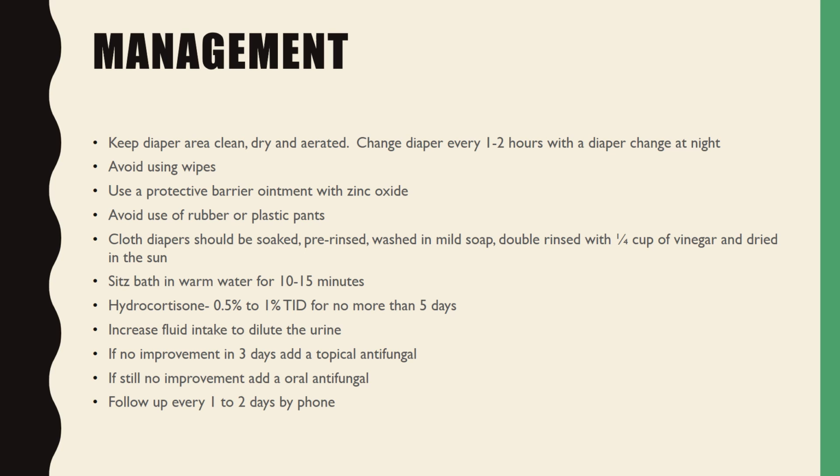Cloth diapers should be soaked, pre-rinsed, washed in mild soap, double rinsed with a 1/4 cup of vinegar, and then dried in the sun if possible. Sitz baths can be helpful in warm water for 10 to 15 minutes, using hydrocortisone 0.5 to 1% 3 times a day for no more than 5 days. Increase the fluid intake to dilute the urine. If it's not improved in 3 days, add a topical antifungal, so the clotrimazole. If still no improvement, add an oral antifungal, and then follow up frequently every 1 to 2 days by phone if this is really severe.